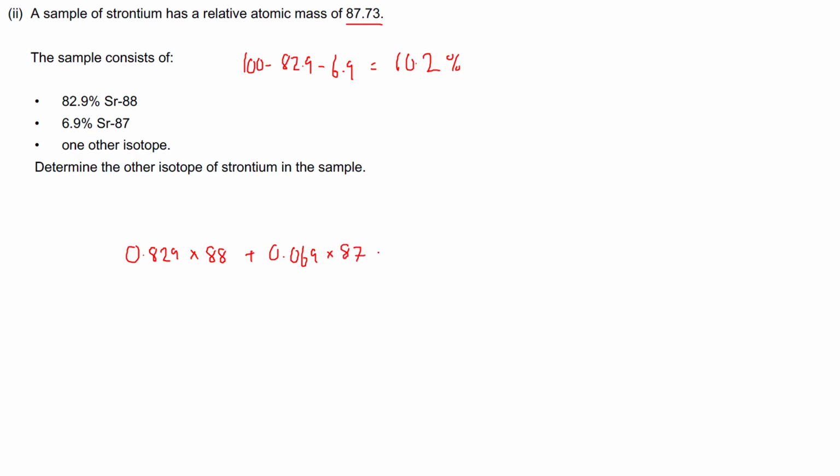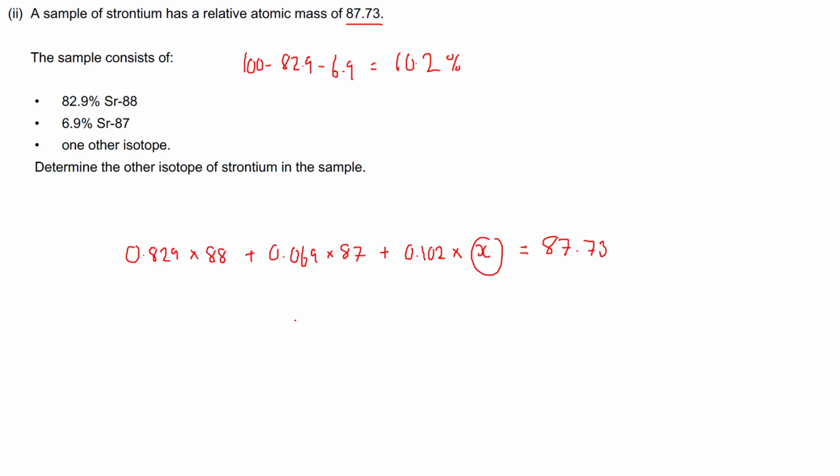Now, this is the bit that we don't know. We know it's 10.2%, so I can put that in, 0.102. But we don't know what this is. So this is our x. We don't know what that is, but we know that the whole thing put together equals 87.73. So now it becomes a straightforward rearrangement exercise.